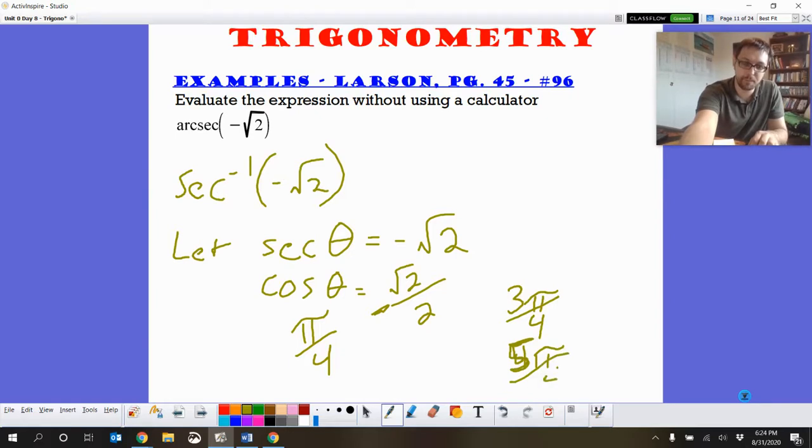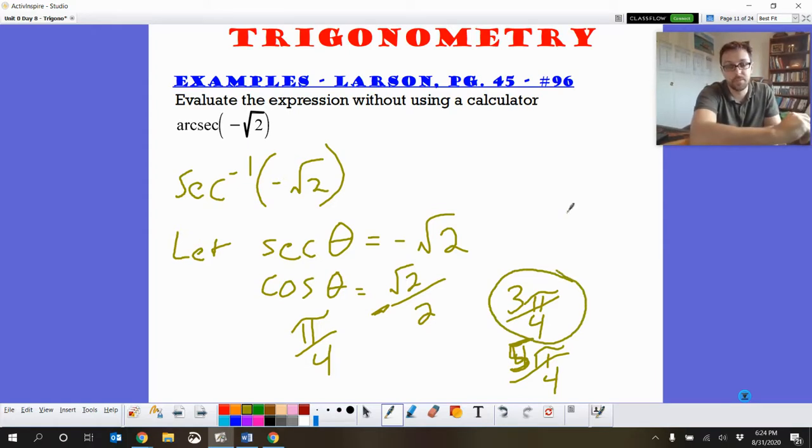Now this one's doing arcsecant, and what that's trying to say is, hey, we don't want to worry about the additional answer. So all we're going to do is take the smaller one. So 3 pi over 4 is what we're looking for in this one. So yeah, it's like what we did on the oral exam. It's just got a little bit of extra steps to it.